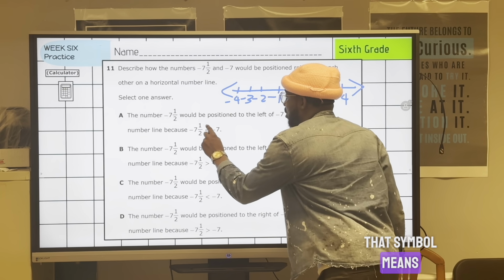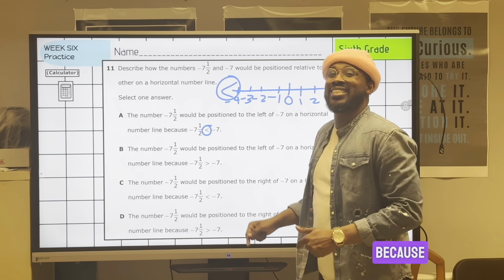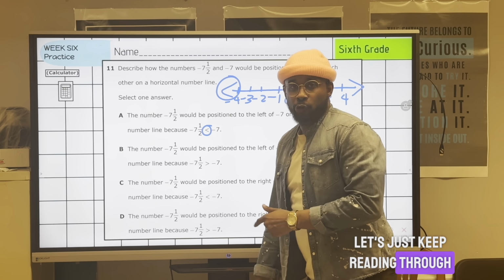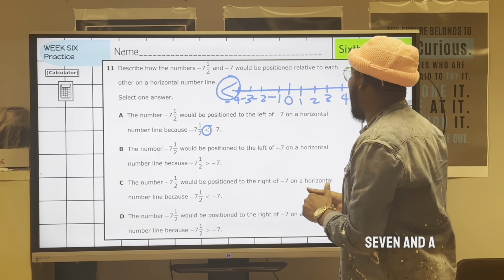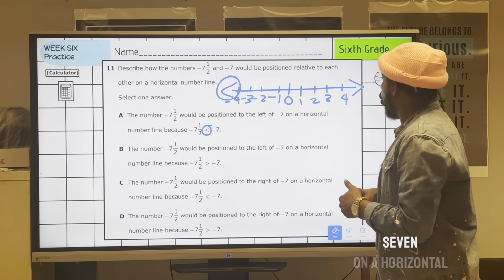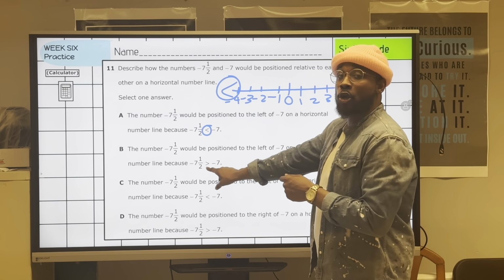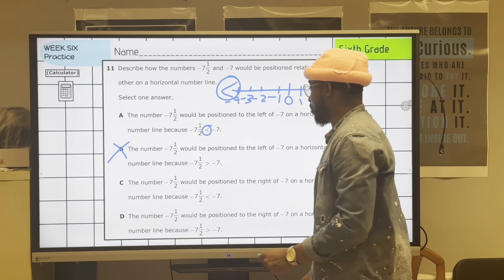That symbol means less than. It looks just like that, which is pointing to the left because it's less than. All right? Let's just keep reading through and see if we can eliminate other answers. The number -7.5 would be positioned to the left of -7 on a horizontal number line because -7.5 is greater than -7. That is not right.